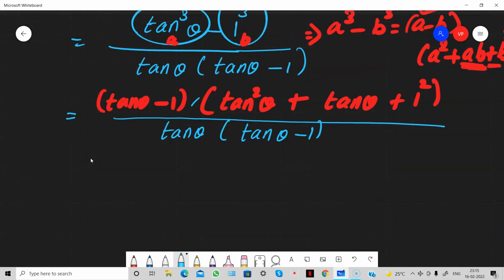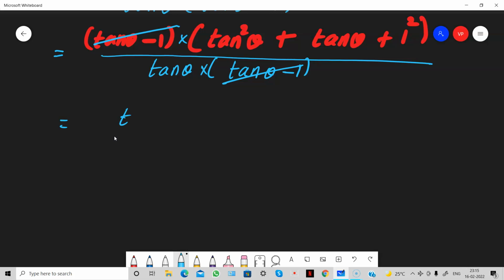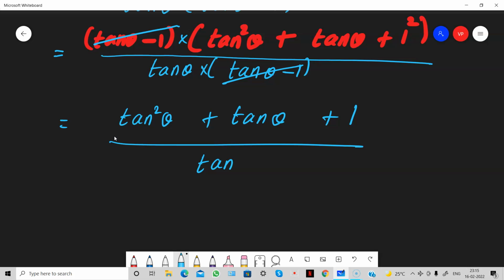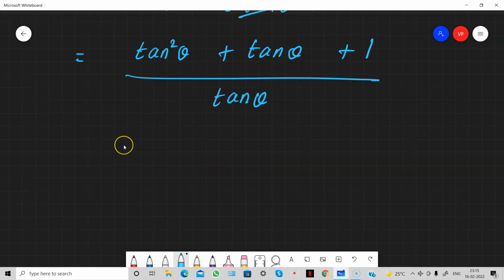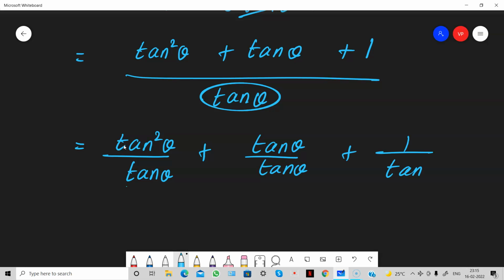Yes, then what is your next step? We can cancel because the multiplication sign is here. So, you can cancel this one and this one. So, what do you get now? Yes, tan square theta plus tan theta plus 1 divided by tan theta. See, such a term. Okay, so we have 3 terms in the numerator, right? So, you can split this by tan theta. The denominator is common for everyone, right? So, you can split like this. Tan square by tan theta, tan by tan theta and 1 by tan theta, right?